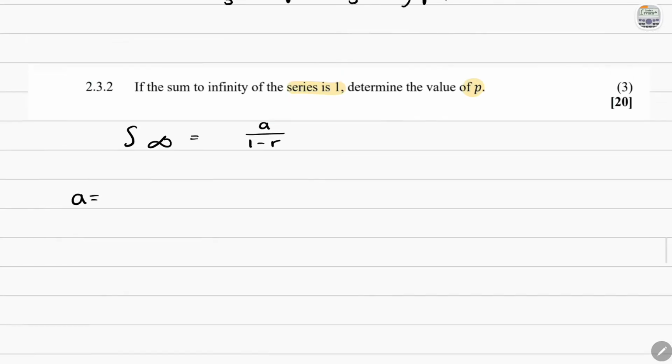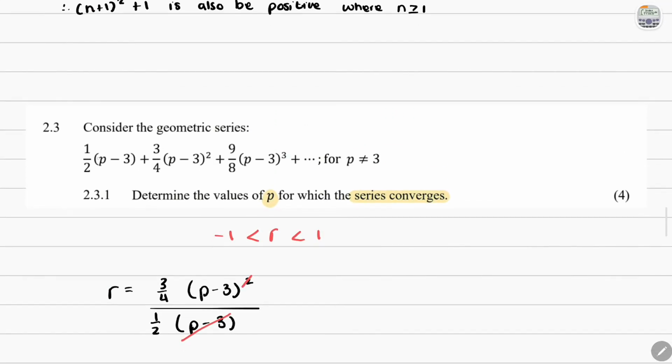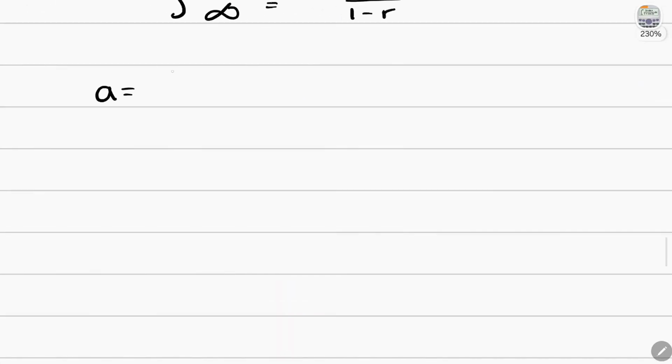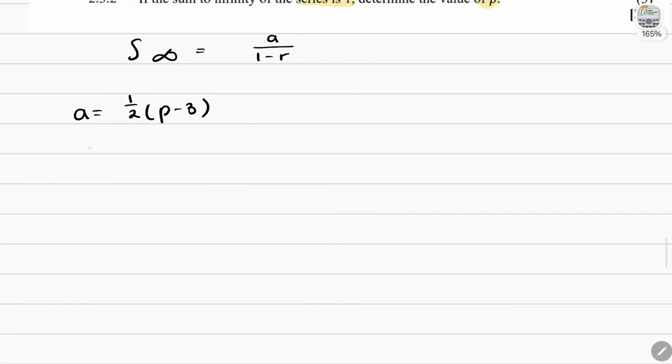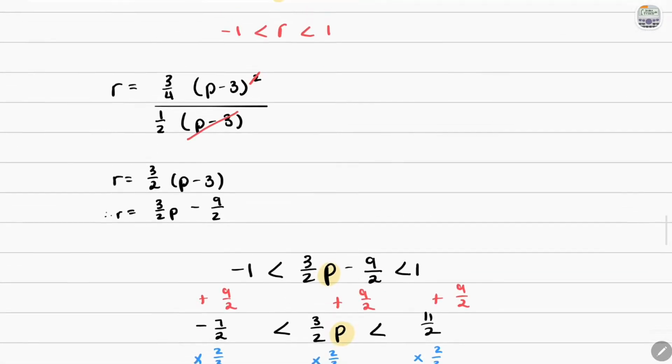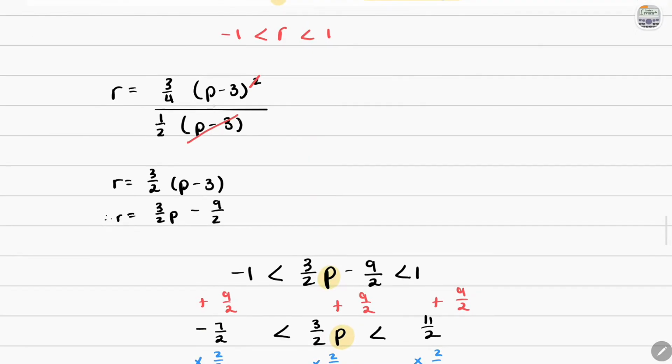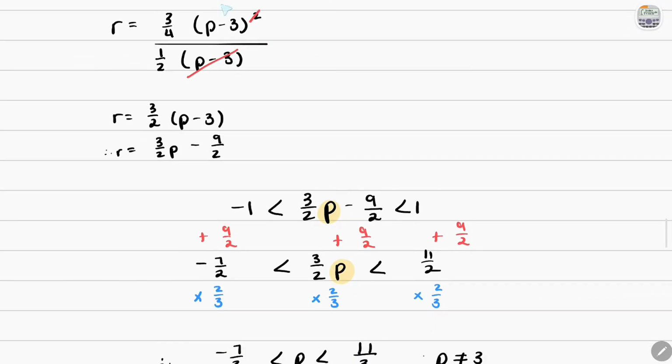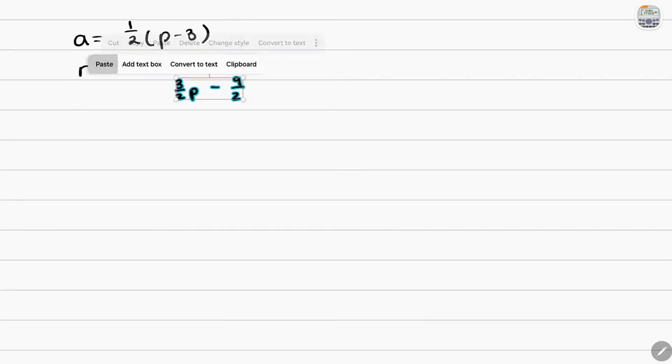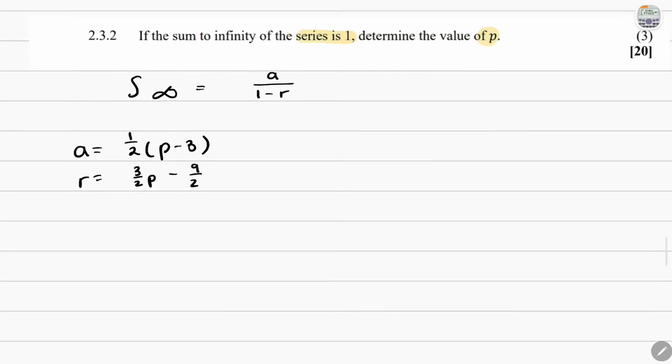So what is a? a is the first term in our pattern, which is 1 over 2p minus 3. So tell them 1 over 2p minus 3. And then r was that constant ratio. You see how we divided term 2 by term 1, right? So that is our ratio, and we'll just take it like that. And we'll substitute them. It's going to create an equation in terms of p.